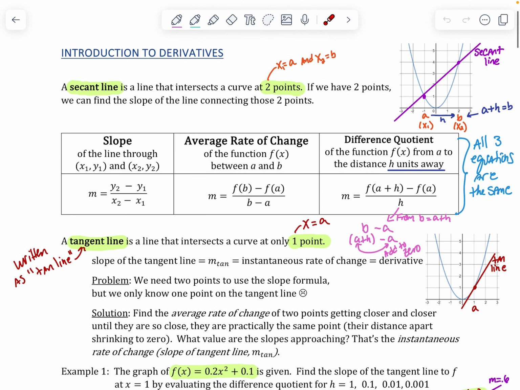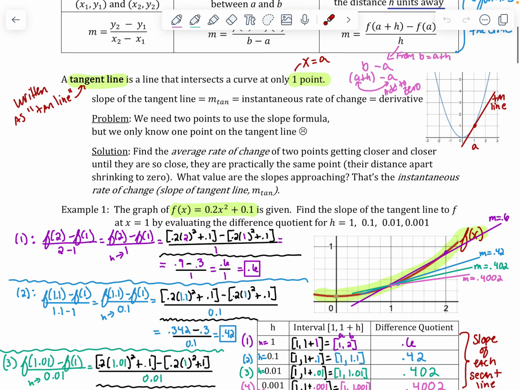So let's discuss what a tangent line is, which we usually just abbreviate TAN. It's a line that's intersecting our curve, but only at a single point, only at A. So we've got this point A, it touches the outside of our graph, and it does not intersect at another location as a secant does, or at least not in the near vicinity.